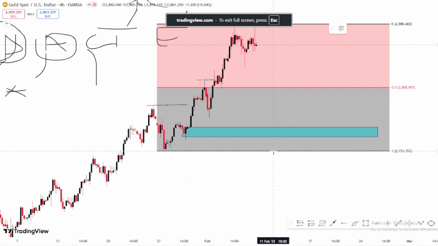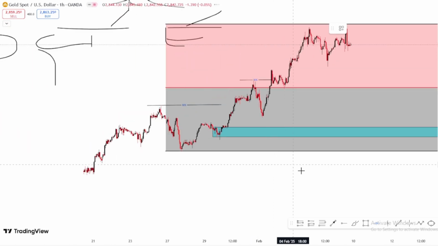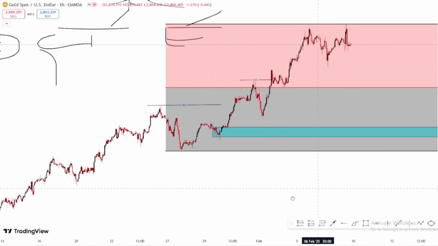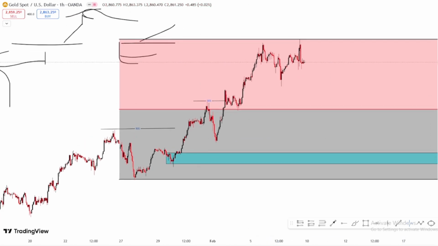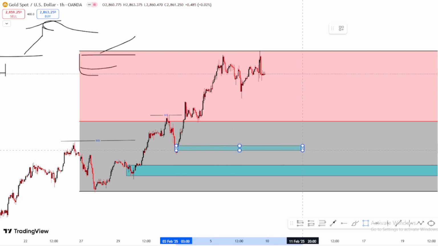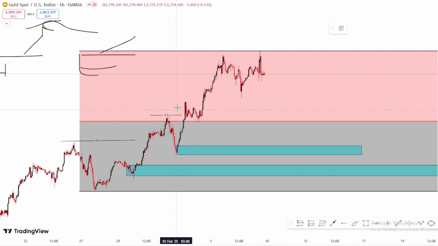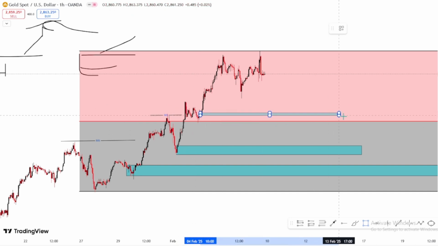So on the H1 time frame, we have this breakout structure here, and this is the point of interest we are looking out for. And this one, we have this one here and that breakout structure. This is the point of interest we're looking out for. This is also a breakout structure.